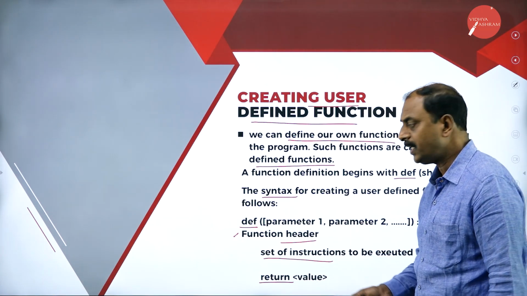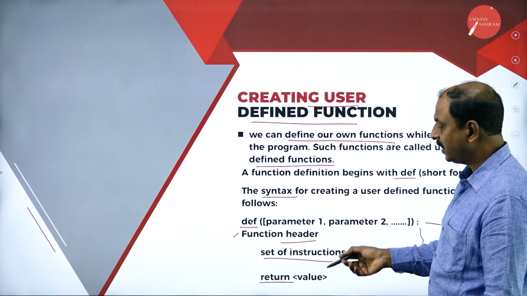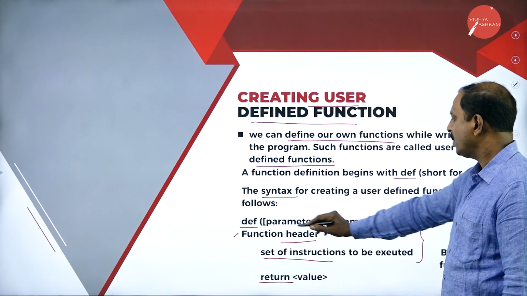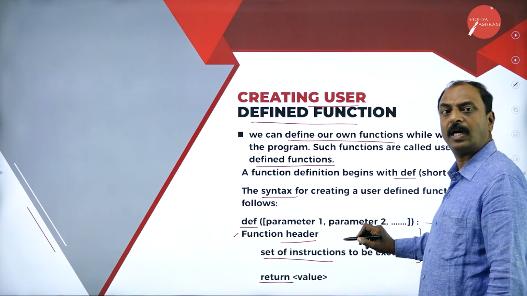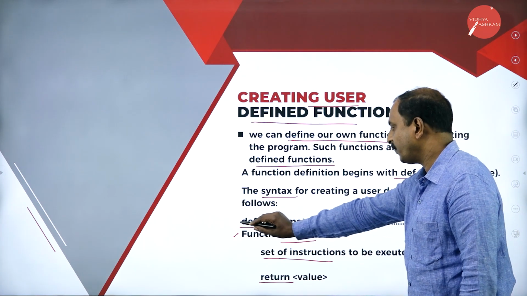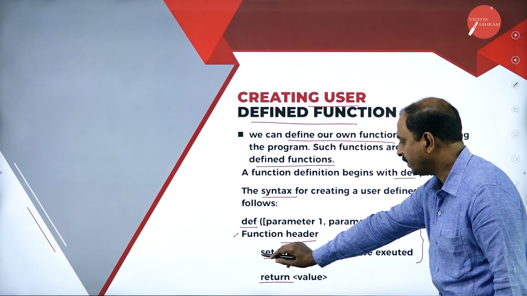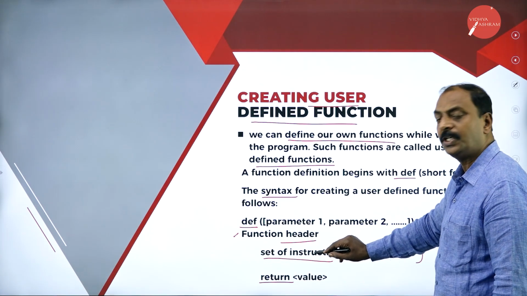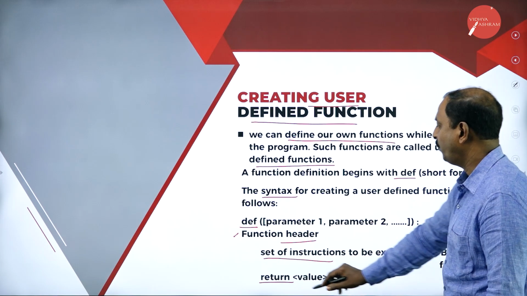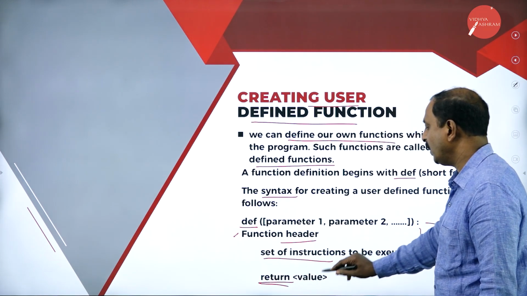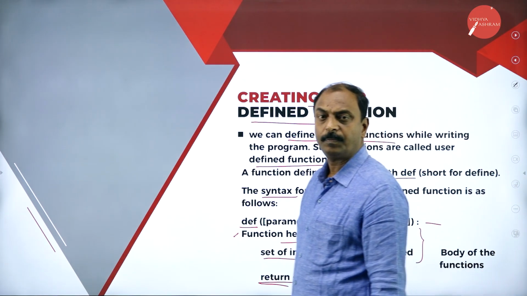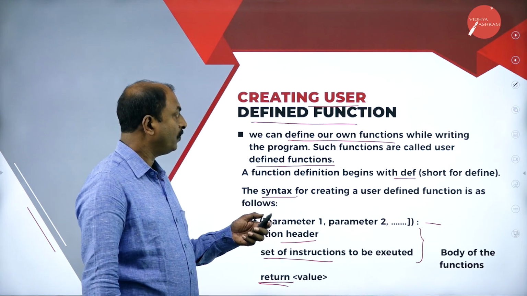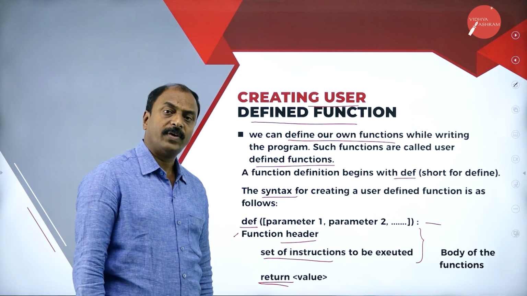Again, I repeat once more. The syntax goes like this. Here, def is a reserved word, and within the brackets we have the parameters, which are optional. This is referred to as the function header. After that, we write the set of instructions or code to be executed for a particular function. And finally, the return value. Each function in a program returns a value. So this is the syntax of creating a user-defined function.